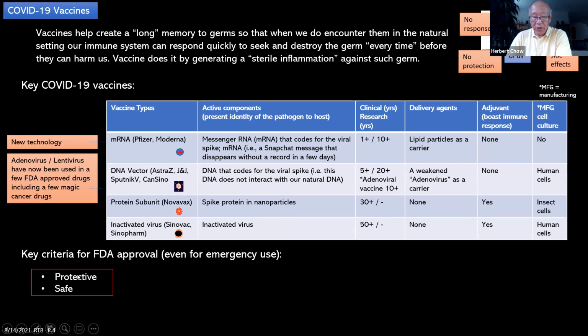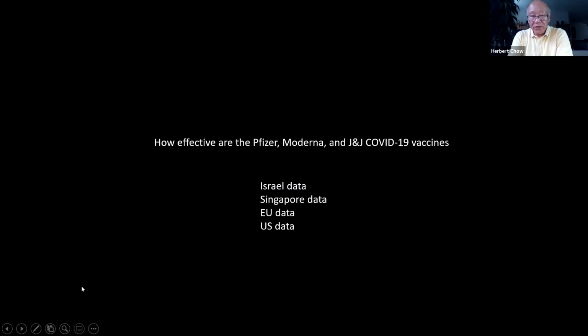So the two things required for the FDA to approve a vaccine are protective power and safety. All right, let's go through some of these things in detail. How effective are the three vaccines we have approved in the United States? I'm going to show you some of the data from Israel, from Singapore, from Europe, and from the US.